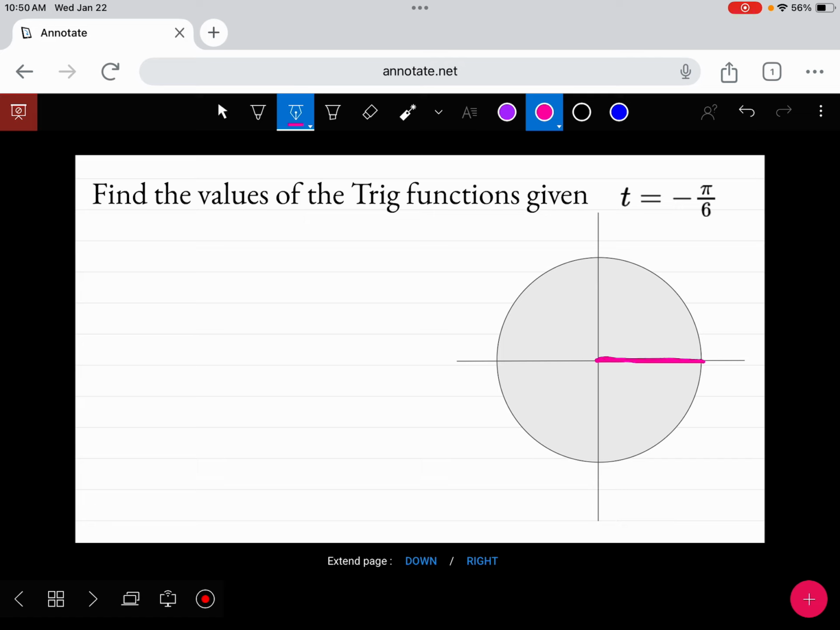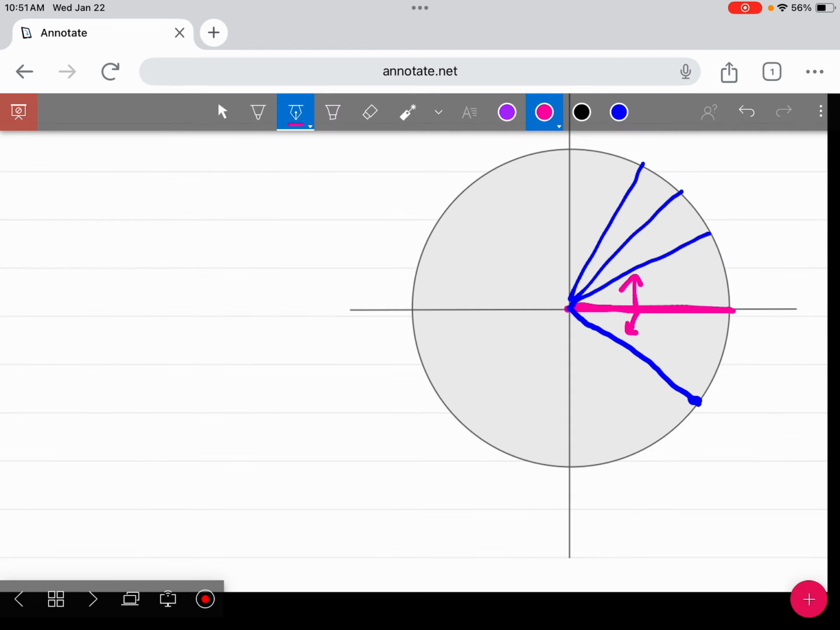Fourth. It's going to be this guy right about here. Because normally pi over 6 is this guy, right? Pi over 6, then we have our pi over 4 and our pi over 3. We're just going the wrong way. So this is our positive pi over 6. This is our negative pi over 6.